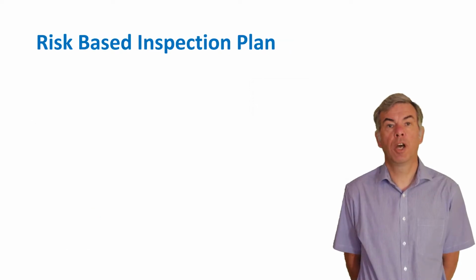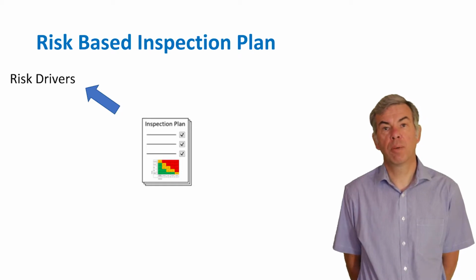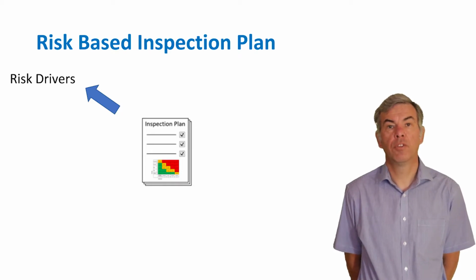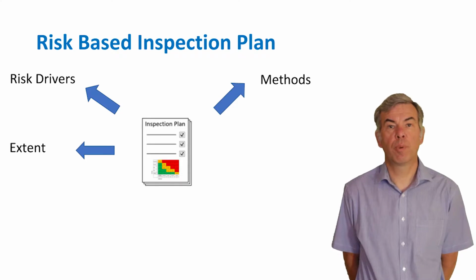The output of an RBI assessment should be an inspection plan, and the plan should include the following 6 items. What is driving risk? For example, is it the consequences of failure? The inspection methods that should be used? Is that visual inspection or UT going to be used? The extent of the inspection. Are we going to inspect the whole of the vessel or just specific parts, for instance?